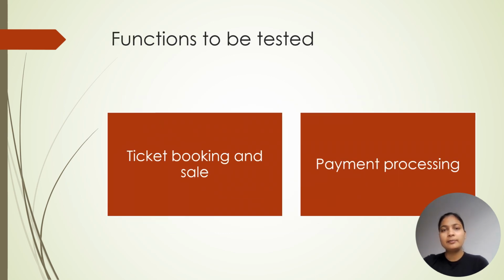This slide represents the functions to be tested. Number one is ticket booking and sale. This functionality is prone to the maximum number of bugs as there is a high chance of increased load. So to make sure that people searching online and booking tickets can do so smoothly, this function is tested. Second is payment processing. The processing is tested very carefully so that seamless transactions can be controlled without any failure.